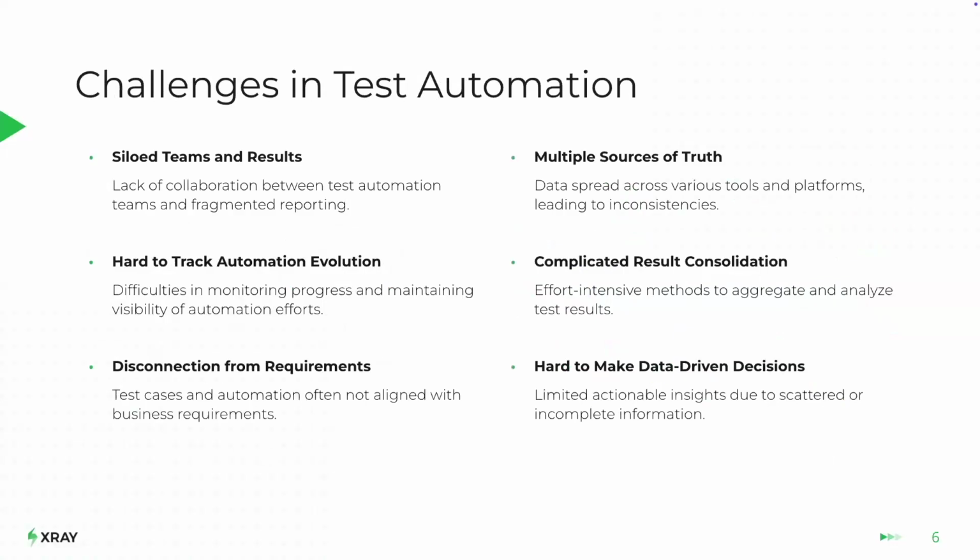While test automation offers immense value, it comes with challenges we must address. For example, siloed teams and results can hinder collaboration, and tracking automation evolution often becomes difficult. We also face multiple sources of truth because data is scattered across platforms and can create inconsistencies.